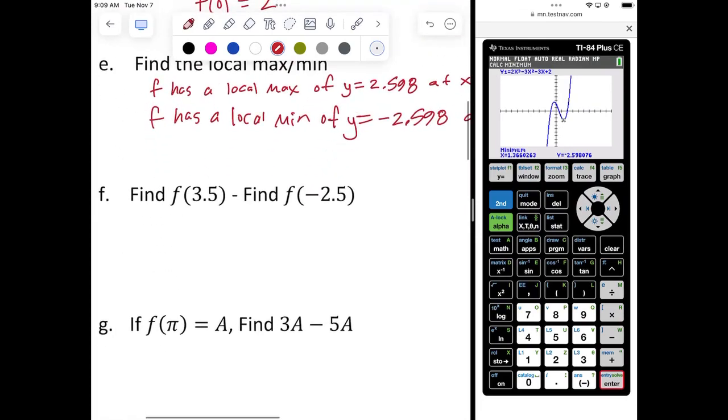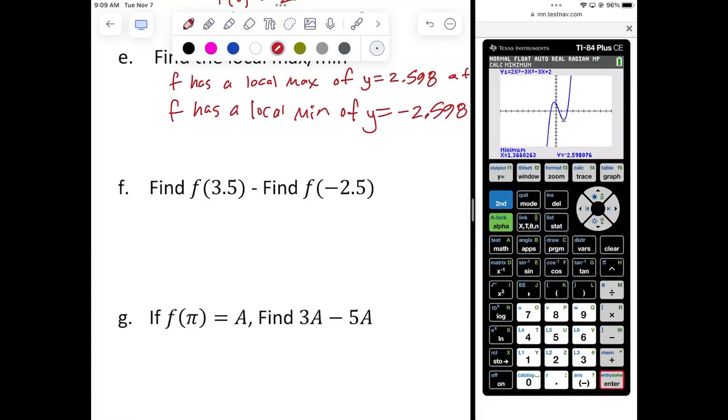Okay, now let me rephrase this question. It says find f of 3.5 minus find f of negative 2.5. Let's scratch out that find. That's an errant word. It's not supposed to be in there. Find f of 3.5 minus f of negative 2.5. Okay, so here's what we could do. We can, A, go to the home screen, and we can calculate them individually.